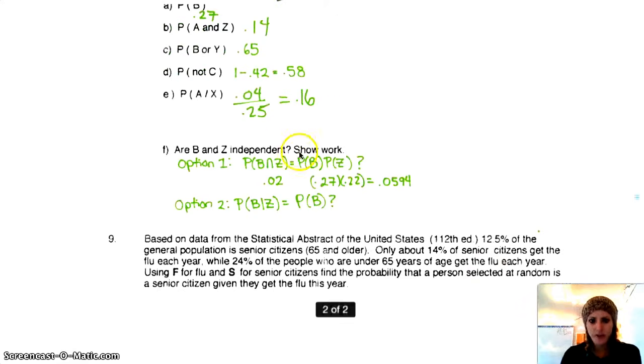If you do it the first way, you find that the probability of B times the probability of Z is 0.0594, which is not the same thing as the probability of B and Z, so this is not independent.